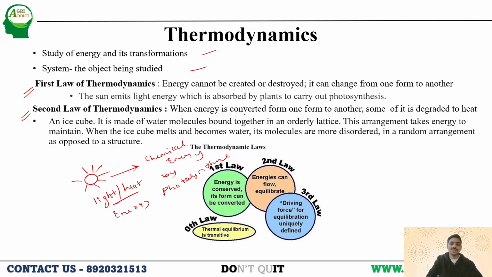And the second law says that when energy is converted from one form to another form, some of it is degraded. Means when light is being converted into chemical energy, some losses will occur. Obviously, you should agree. Another example which I mentioned is an ice cube. To maintain the water in the ice cube structure, it needs some kind of special energy. But when the ice cube melts into water, that energy will be lost, the energy that was holding its structure. This is the second law of thermodynamics. Be clear with these two laws of thermodynamics.